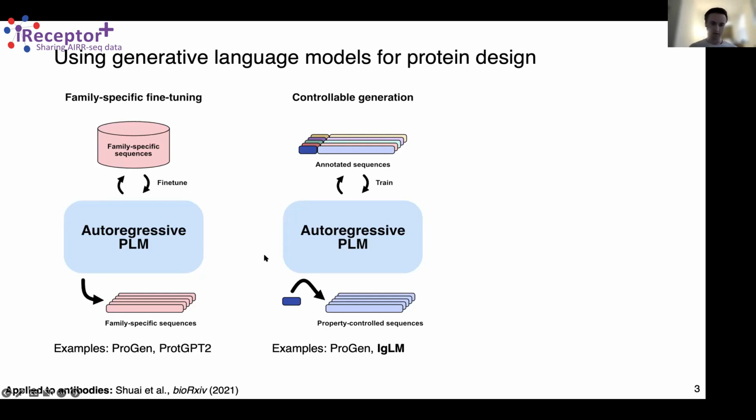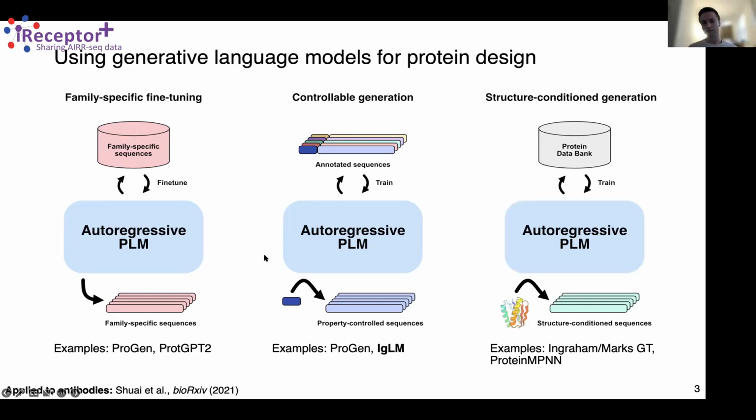One model I'll talk about later is IgLM, which I've worked on, where we do this for antibodies, and we can tell the model to generate things like heavy chains, light chains from different species. And finally, a class of model that's been especially popular lately are these structure-conditioned models. Here, the idea is to, rather than provide a property of the sequence, provide the structure that it folds into. And in this way, you can do structure-conditioned generation and ideally come up with a sequence that matches the structure you provide the model.